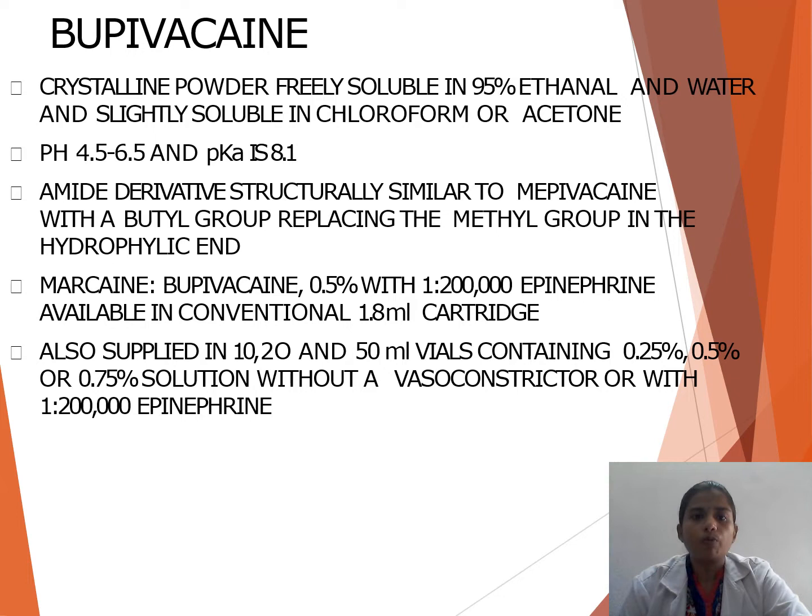Next, we are going to see about bupivacaine. Bupivacaine is a crystalline powder freely soluble in 95% ethanol and water and slightly soluble in chloroform or acetone, with a pH of 4.5 to 6.5 and a titration value of 8.1. It is an amide derivative structurally similar to mepivacaine, with a butyl group replacing the methyl group in the hydrophilic end.